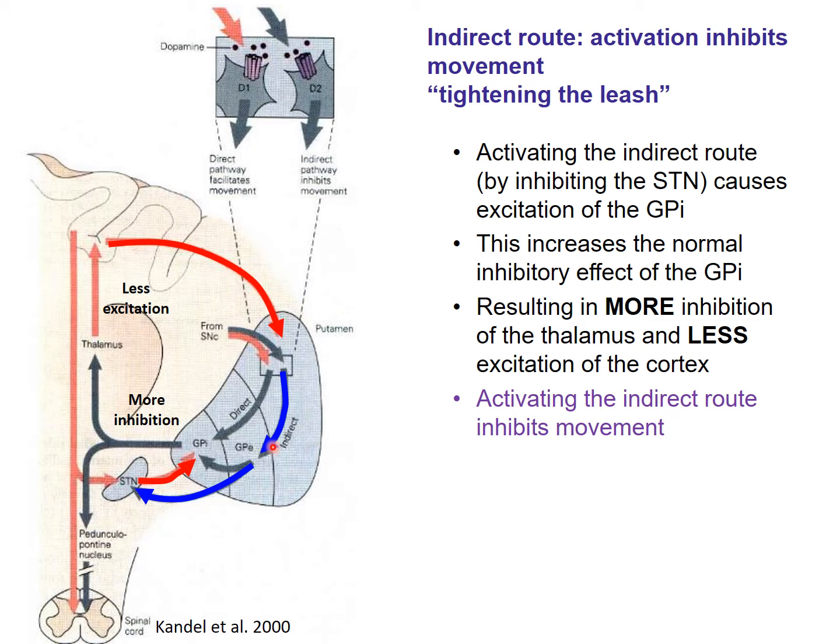So the globus pallidus interna goes, cool, I have lots of energy to hold on to the leash tightly, and this then increases the normal inhibitory tone, or the inhibitory effect of the globus pallidus interna to the thalamus, and this results in less excitation of the thalamus to the motor cortex.